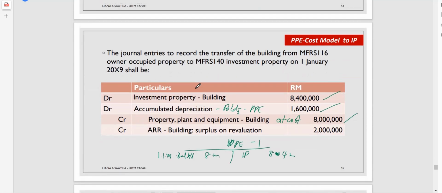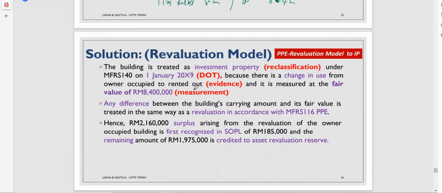The second one is assuming you adopt revaluation model. Under revaluation model, the building will be treated as investment property also on the same date, 1st of January X9. But bear in mind that now the revaluation model is being used by the company starting from the date it was having the first subsequent measurement.